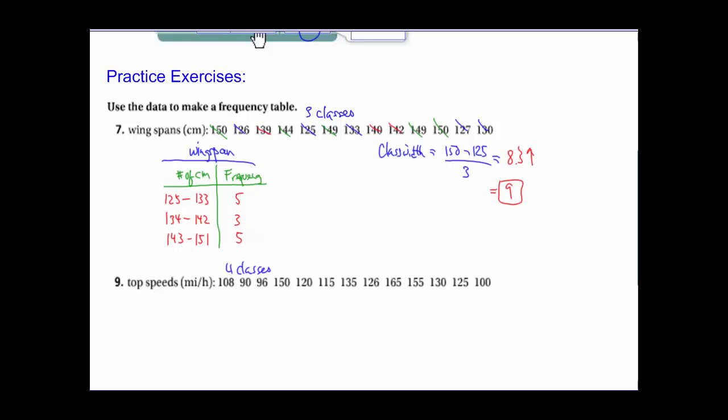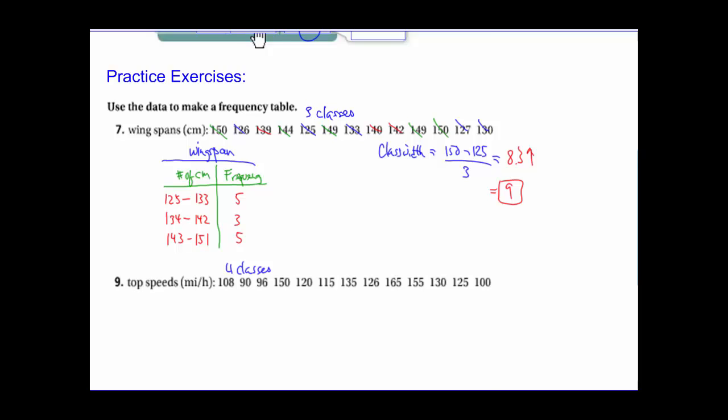All right, welcome back. If you notice, you should have had a class width of 9. Then we were looking at wingspan, number of centimeters, and the frequency. So 125 to 133 had 5. 134 to 142 had 3. And 143 to 151 had 5.